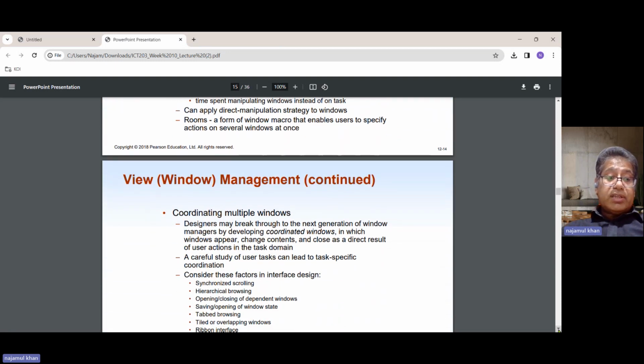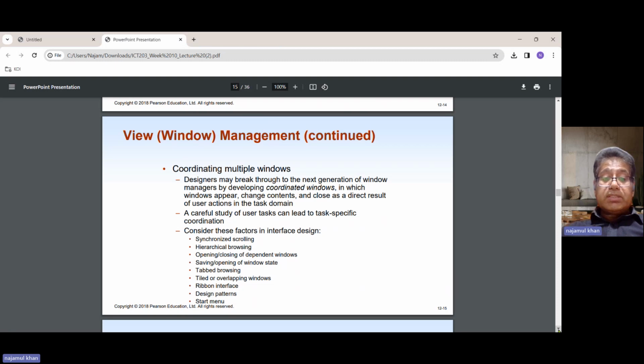Coordinating multiple windows: these days, multiple windows are being used at the same time. People are using 2 or 3 large screens in their office work environment. So think about it as well. How can we synchronize scrolling? Like hierarchical browsing, a lot of things are happening as well.